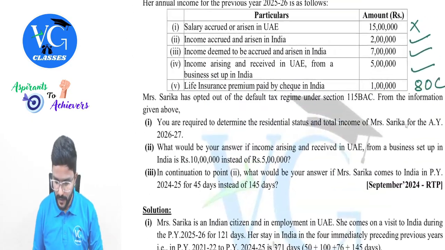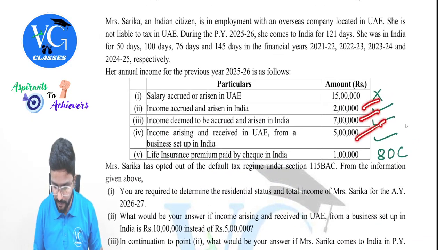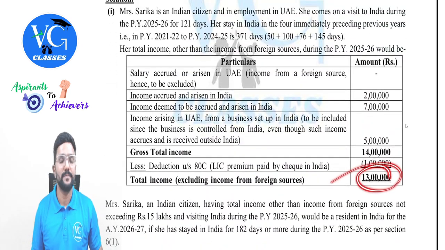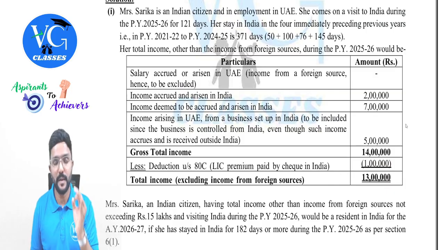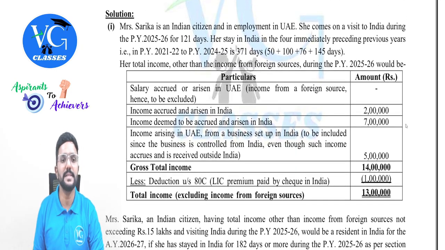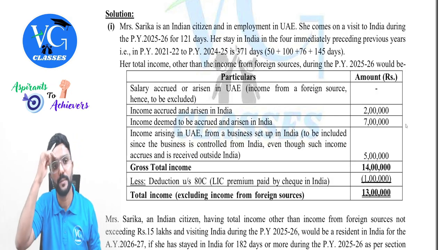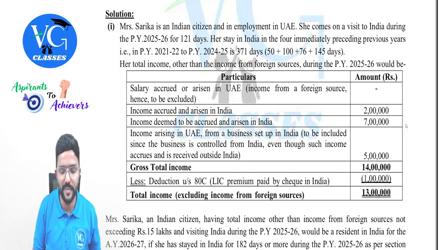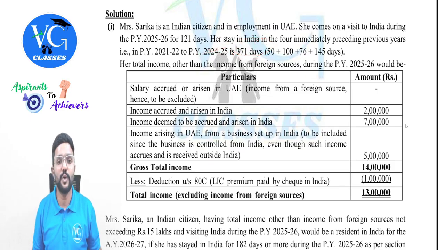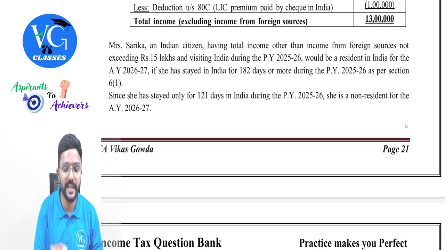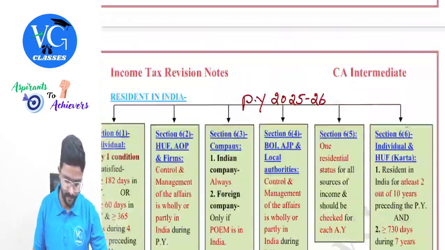How much is that, guys? So we need to count it. 2 plus 7 plus 5 minus 1 lakh. Minus 1 lakh. We will get 13 lakh. So it is up to 15 lakh. Not more than 15, I can tell. Sarika is an Indian citizen and in employment in UAE. She comes on a visit to India during the previous year 25-26 for 121 days. Her stay in the last 4 years comes to 371 days. Her total income other than the income from foreign sources is 13 lakh. So where she will fit in this chart, we will see.